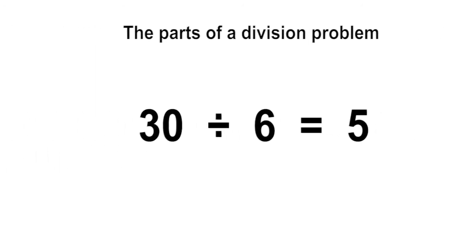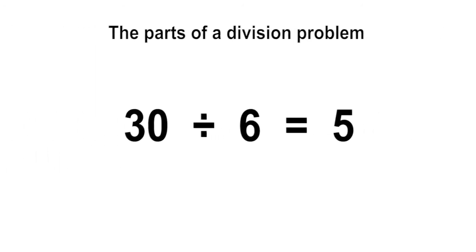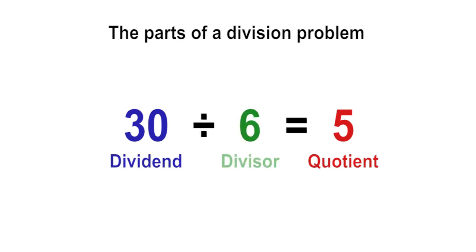Students also learned the parts to a division problem with whole numbers: the quotient, which is the answer to a division problem; the dividend, which is the number in a division equation that is being divided or partitioned; and the divisor, which is the number that the dividend is divided by or shared equally with.